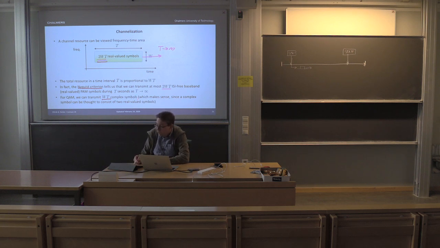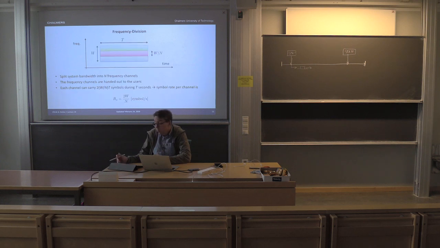Okay, so the name of the game now is that we have this rectangle and we should slice it up somehow into channels and divide up these channels among the users. So what do we do? Well, the first thing we can think of perhaps is to divide up the frequency axis into frequency channels. We have the blue, the red, and the green channel here. The channel bandwidth of a particular channel is the total bandwidth W divided by N, the number of channels we need. Okay. So we split the system bandwidth into N frequency channels.